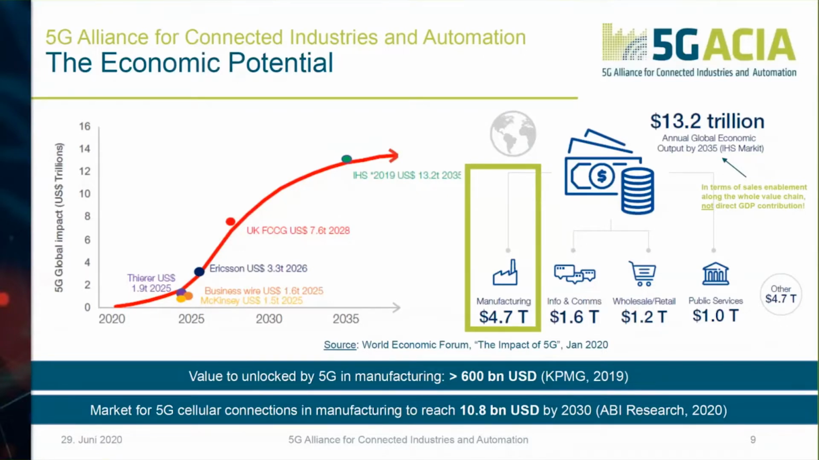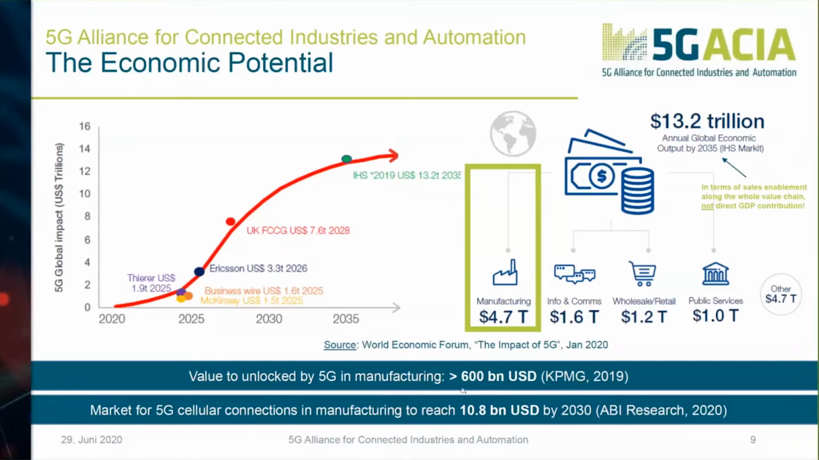And you can certainly see that manufacturing is basically the most promising area here. We have to be careful a bit because that's not exactly the contribution to the GDP due to 5G manufacturing. It's more sales enablement that they consider here, but it's still a very good measure of how much 5G will impact the manufacturing industry per se. If you look into more details, there are two other results I included here. The value to be unlocked by 5G manufacturing has been estimated by KPMG last year at more than $600 billion.